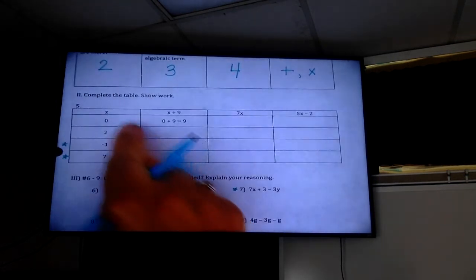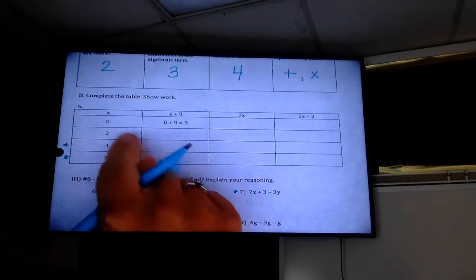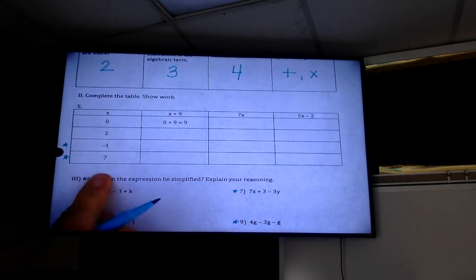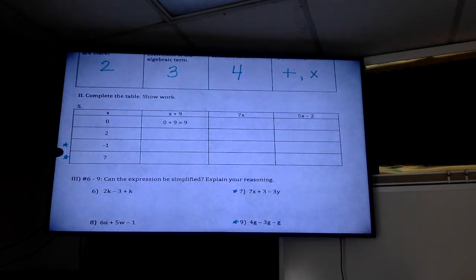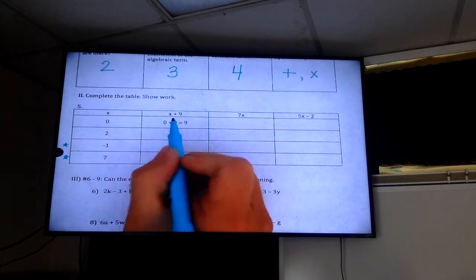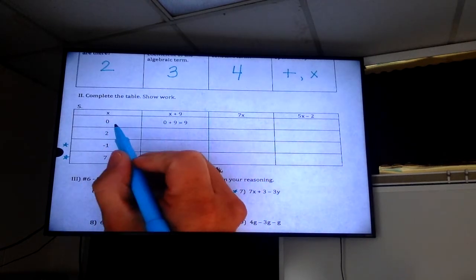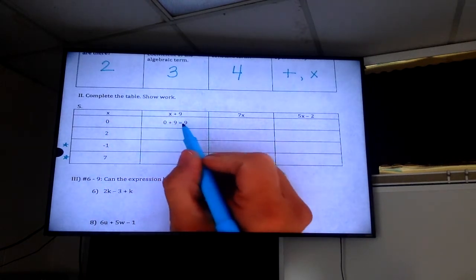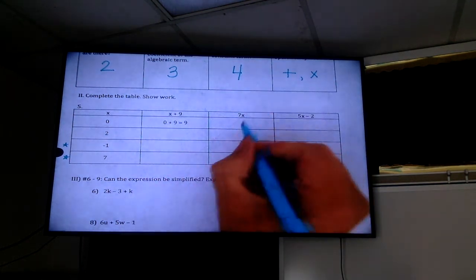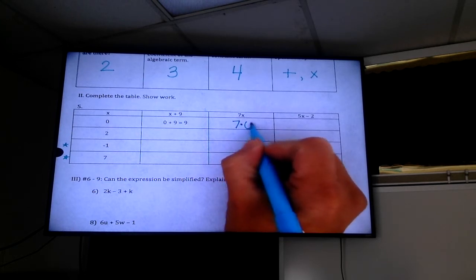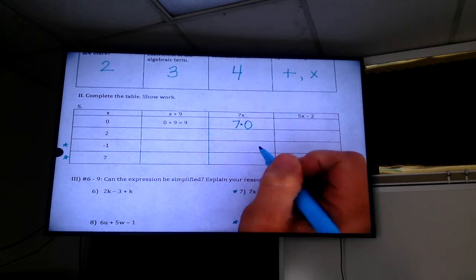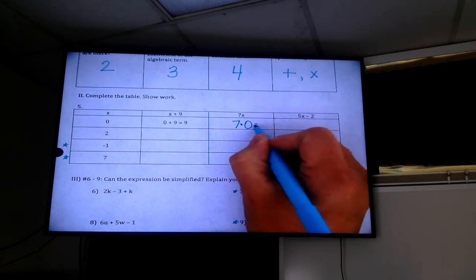Okay, so for part 2, it says complete the table, show your work. I'm going to tell you what x is equal to in this column, and across the top are some different algebraic expressions. This looks very similar to your evaluating expressions puzzle that you did the other night. So you can see x plus 9, when x is 0, I would rewrite that as 0 plus 9, and that equals 9. For 7x, I would rewrite that as 7 times 0, because remember, a number next to a letter means to multiply. So 7 times 0 is 0.